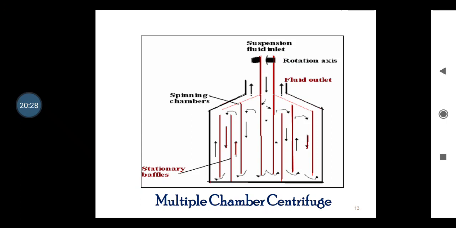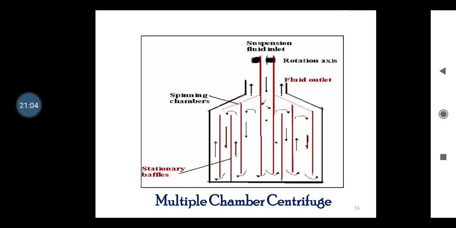But first of all, when the particles reach the bottom through the inlet, they will collide on the stationary baffle. So the driving force is generated through the spinning chambers. The coarse particles, due to their high density, will fall down, that is the sedimentation mechanism. And those particles which have lesser density will move forward through the velocity or the driving force created by this spinning chamber.